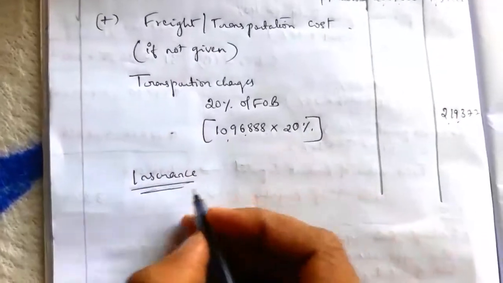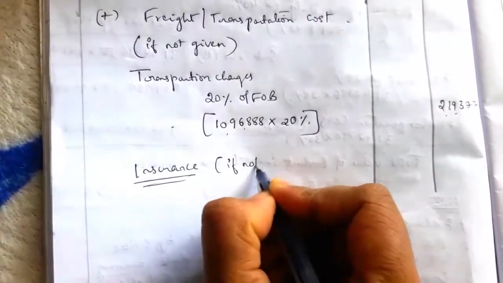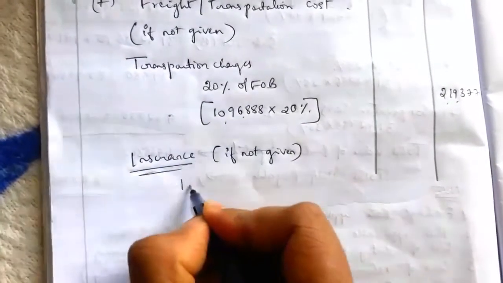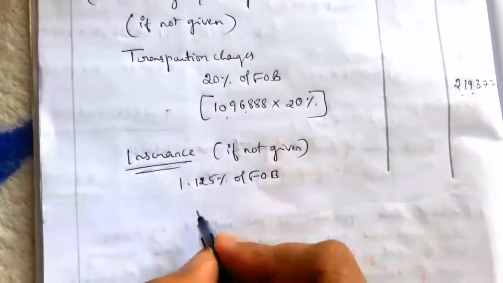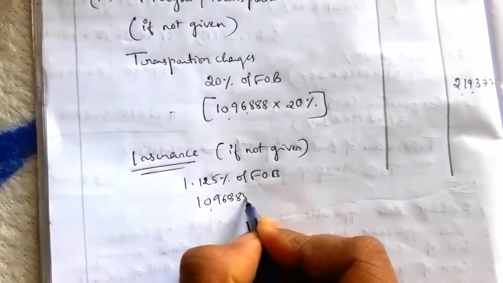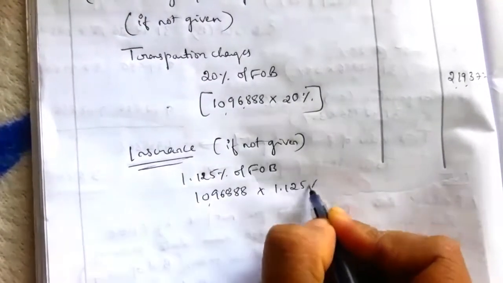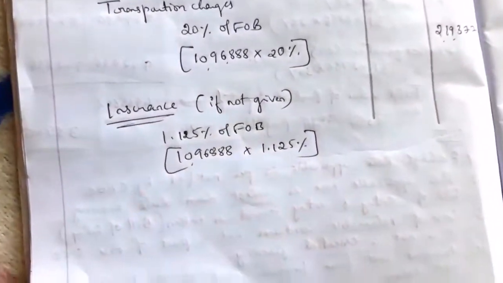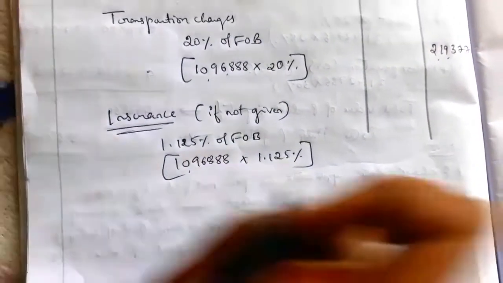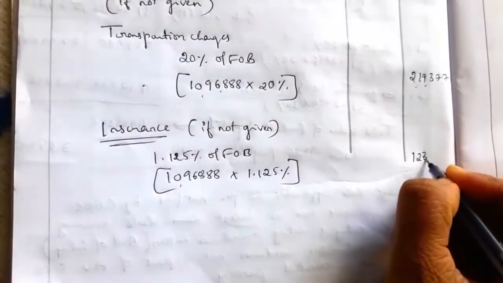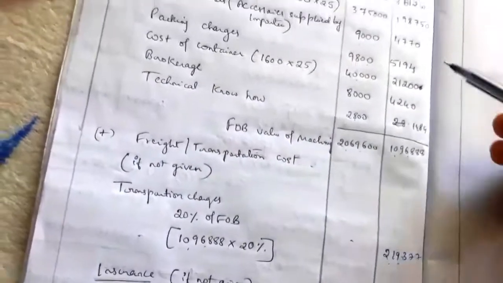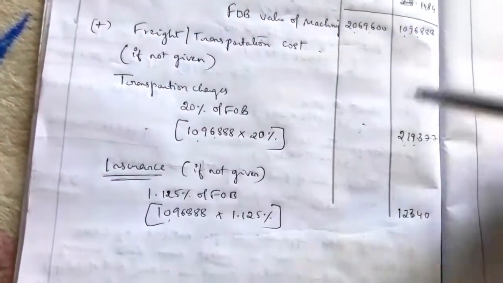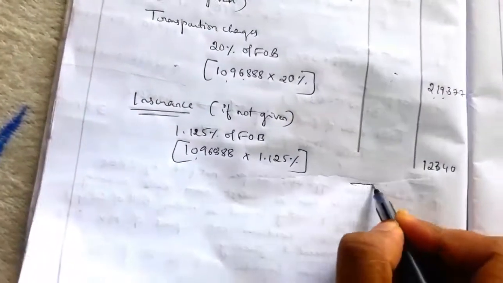Next, insurance. If not given, then we have to take 1.125% of FOB. So FOB value is the same, 10,96,888 into 1.125%, which is equal to 12,340. If you want, you can take the value here by dividing this value by 0.53 and you will get the yen value. But for us, only the rupee column total is enough.